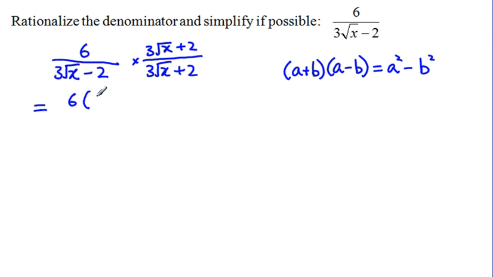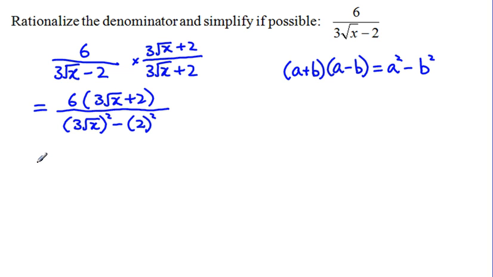On the top, I have 6 times 3 radical x plus 2, and then the whole thing over. Now we have a minus b times a plus b, so that becomes a squared. Well, the a would be 3 radical x. So we have 3 radical x in parentheses squared, minus the b would be 2. So we have 2 in parentheses squared.